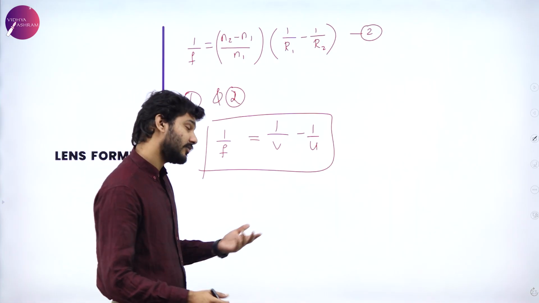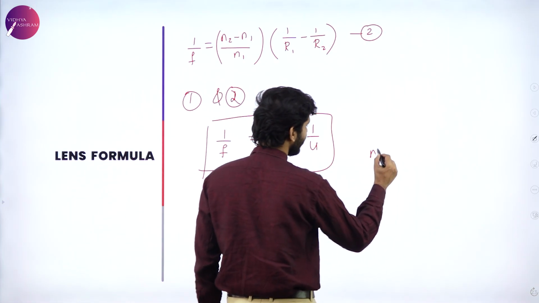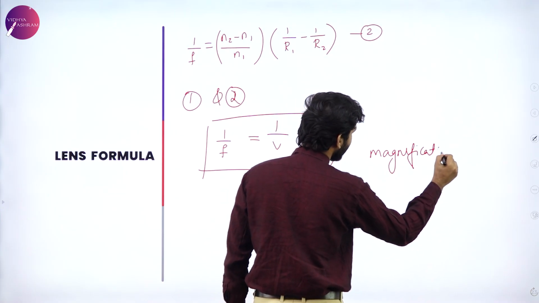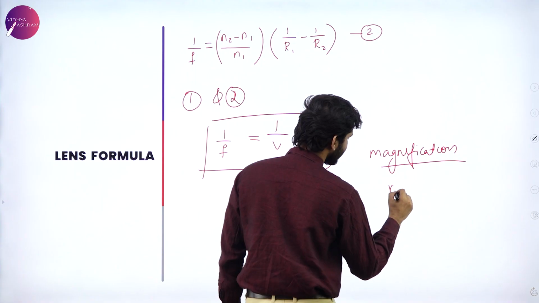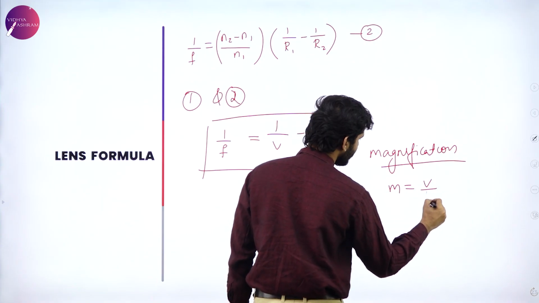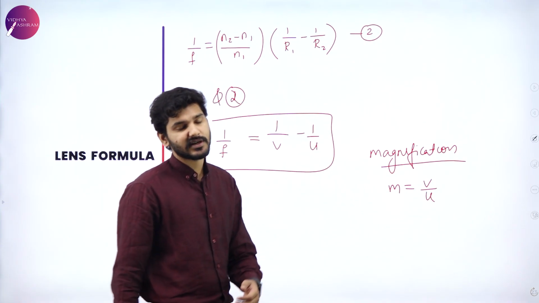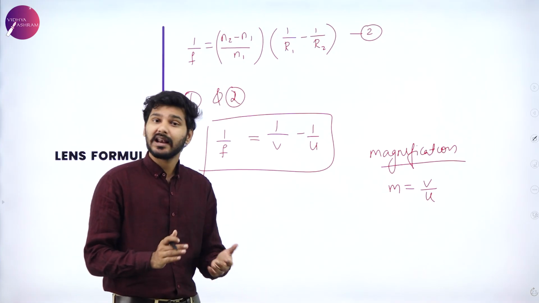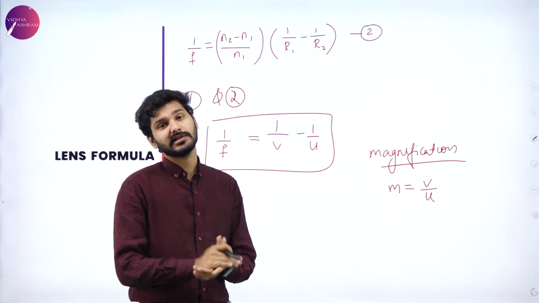And finally, one more thing we have to know is the magnification. The magnification of this particular lens, again, is very easy. It is given by M is equal to V by U. There is no negative sign because it is not on the left hand side. These are the only things you need to know about the lens formula and lens maker's formula.